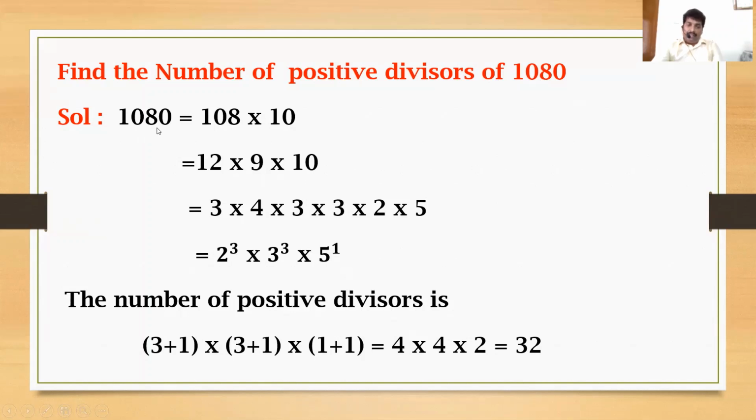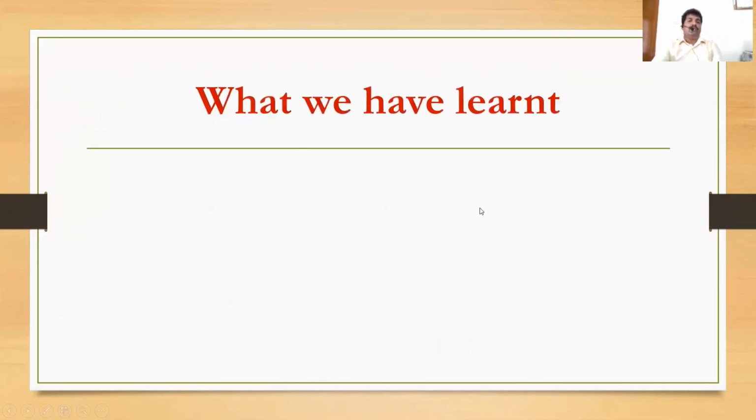So first, the given number, what you have to write? Prime numbers to the powers. So 2 to the power of 3, 3 to the power of 3 and 5 to the power of 1 here in this question. So now the number of positive divisors formula: a1 plus 1, that is 3 plus 1, a2 plus 1, that is 3 plus 1, into a3 plus 1, that is 1 plus 1. So 4 into 4 into 2, that is 32. So number of positive divisors of that number is 32.